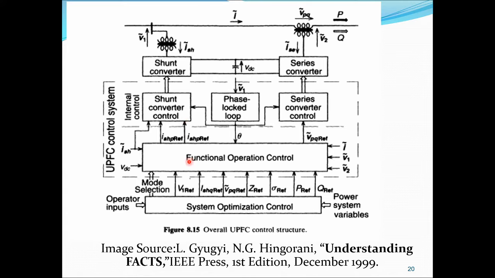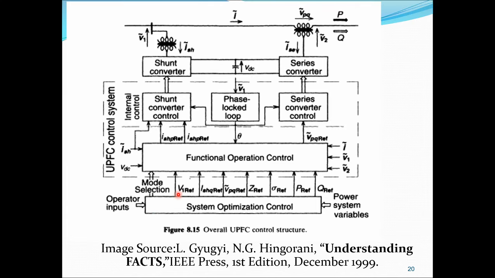One block is nothing but functional operation control. For the sake of function, this control will be there. Another one is system optimization control. Don't try to mug up, but try to identify the procedure here. System optimization control is nothing but how far we can control the active and reactive power. This entire system optimization control will give those parameters. Those parameters are nothing but operator inputs. We have to operate this entire thing with the help of this only.